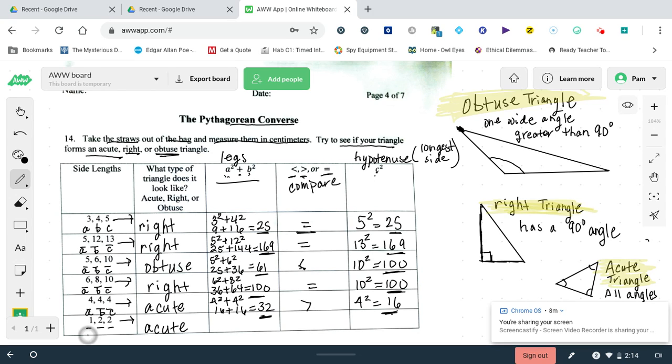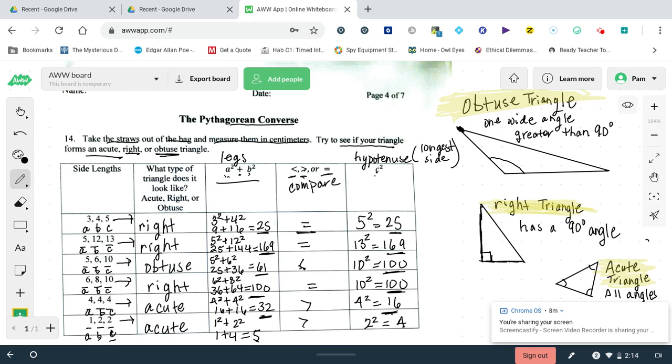All right, and then here, A, B, and we'll let that one be C. So you have 1 squared plus 2 squared. That's 1 plus 4, which is 5. I'm going to compare it to C. The C here is 2. So 2 squared is 4. Now when you compare those, 5 is greater than 4. So you put greater than there.